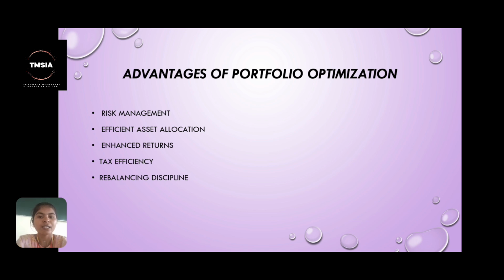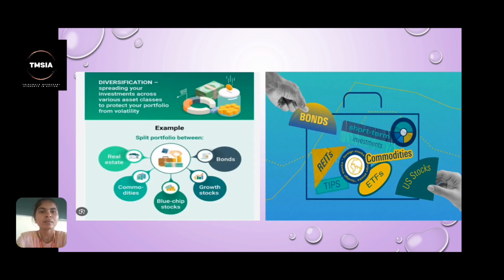Fifth advantage, rebalancing discipline. Portfolio optimization provides a systematic framework for portfolio rebalancing. Regular rebalancing helps maintain the desired asset allocation and risk profile over time. It enables investors to stay on track with their objectives when they regularly review and adjust their portfolio's composition based on changes in market conditions. These are all the advantages of portfolio optimization. The picture also represents diversified investment.